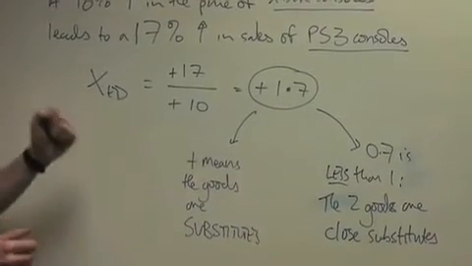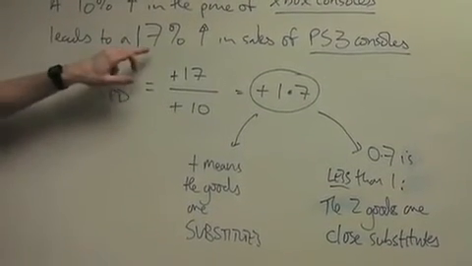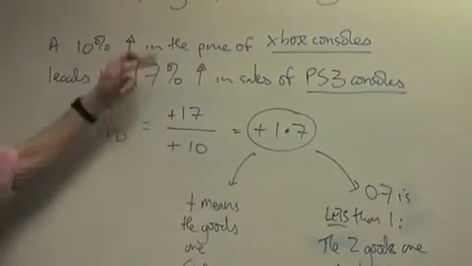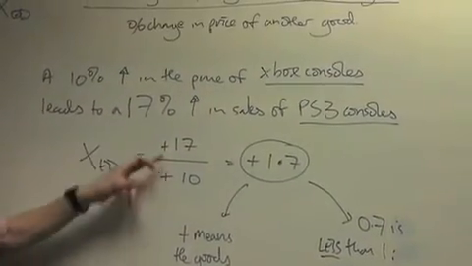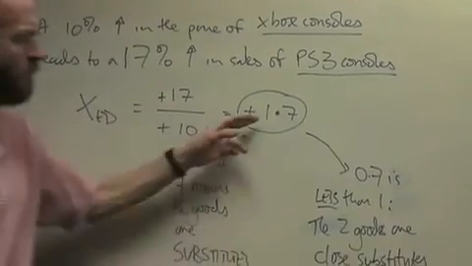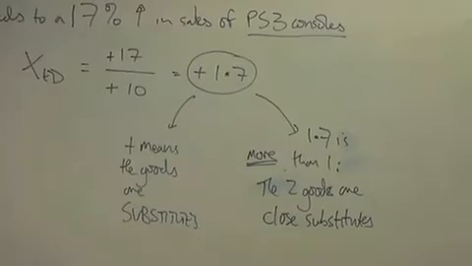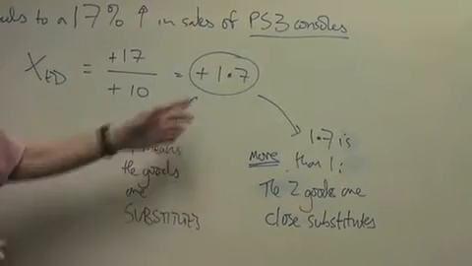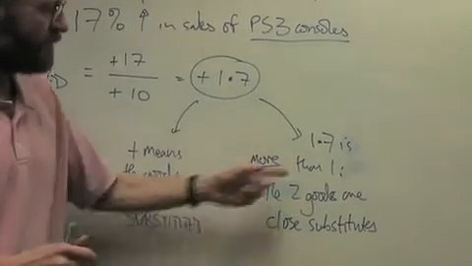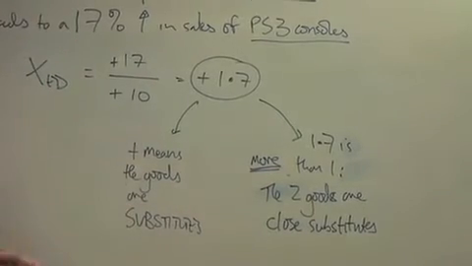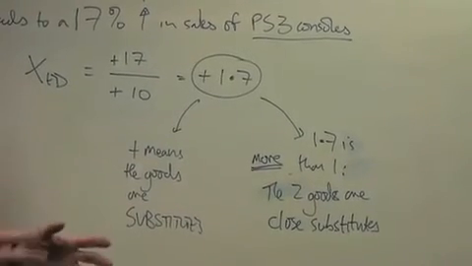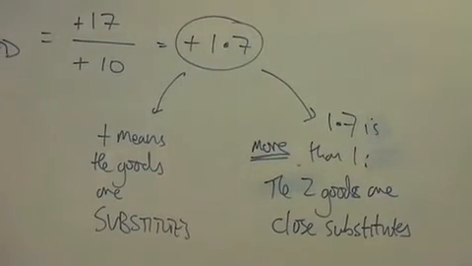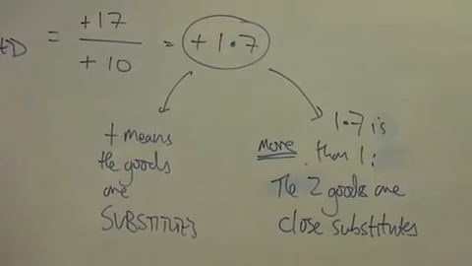If you put the figures in, percentage change in quantity demanded of one good, in this case PS3, is plus 17. Change in price of Xbox is plus 10. Plus 17 over plus 10 gives you plus 1.7. The plus means the two goods are substitutes. The 1.7 is greater than 1. And this means that the two goods are close substitutes. The bigger the number here, the closer the two products are as substitutes.